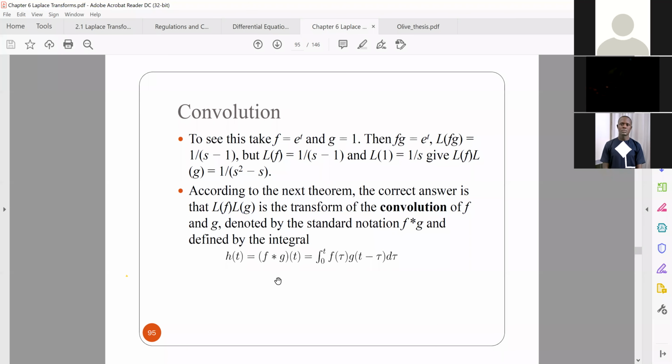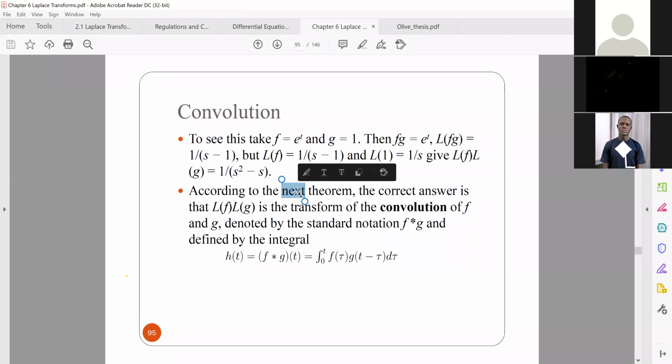We have f equals e^t and g equals 1. So the Laplace transform of fg is the Laplace transform of e^t, because it's e^t times 1. And you'll find that the Laplace transform of e^t is 1 over s minus 1. However, the Laplace transform of f, which is again e^t, is 1 over s minus 1, and the Laplace transform of g is 1 over s. So Lf times Lg is 1 over s squared minus s, which is not equal to this, the Laplace transform of fg.